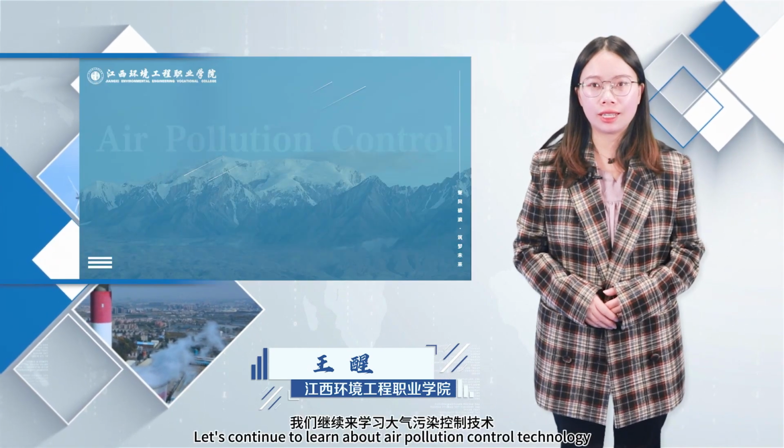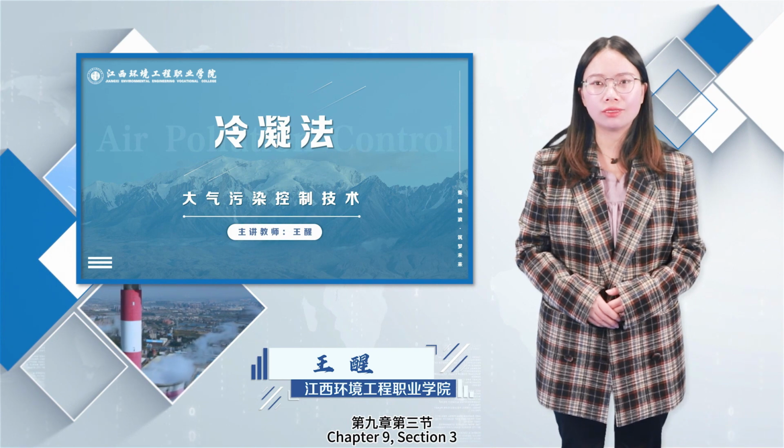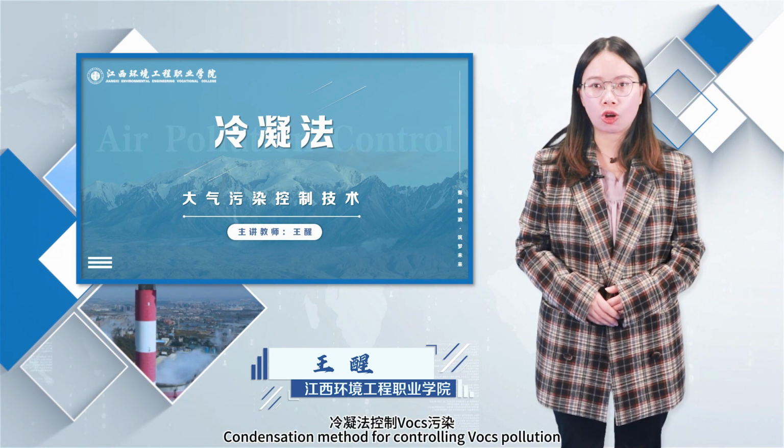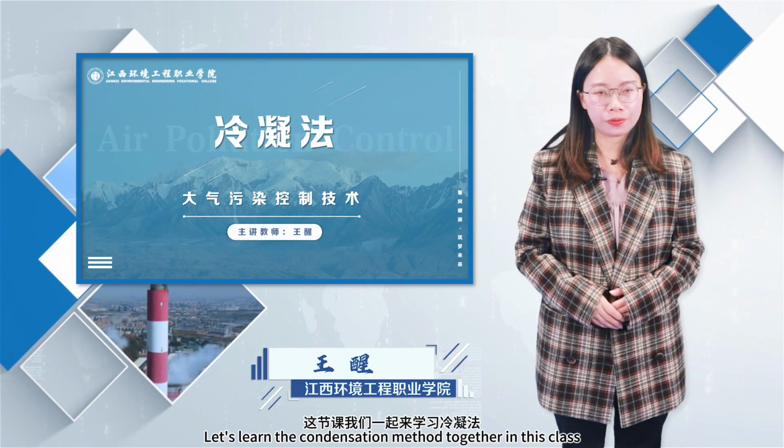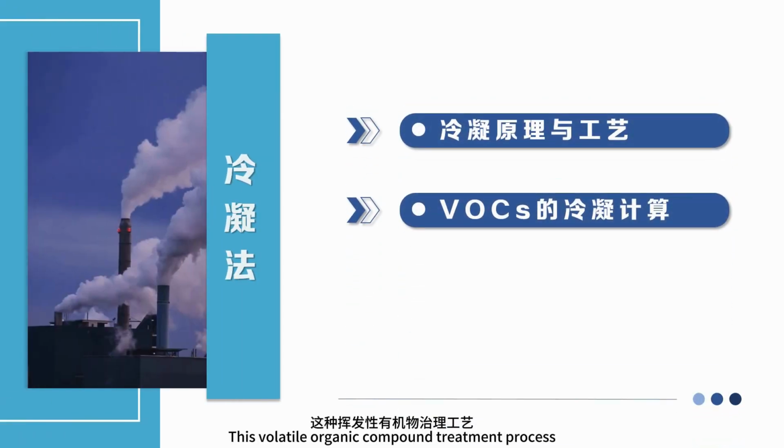Today, let's continue to learn about air pollution control technology. Chapter 9, Section 3, Condensation Method for Controlling VOx Pollution. Let's learn the condensation method together in this class. This volatile organic compound treatment process.